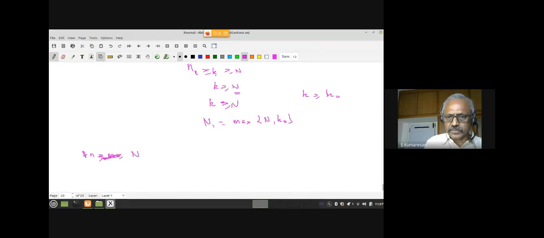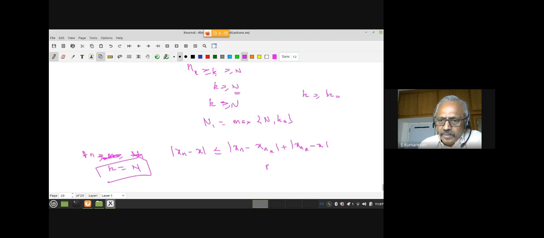Now for all n greater than or equal to n1, mod xn minus x will be less than or equal to mod xn minus xnk plus xnk minus x. Now take k to be n1. Since k is n1, nk is nn1, that is greater than or equal to n1, and n1 is greater than or equal to capital N. Therefore nk is greater than or equal to capital N. Therefore mod xn minus xnk is less than epsilon by 2.